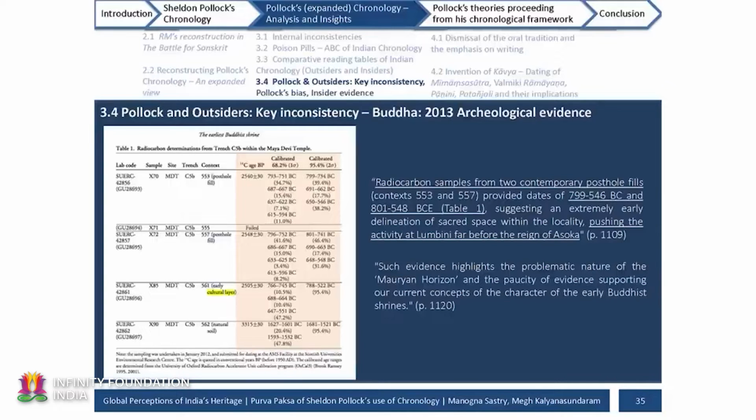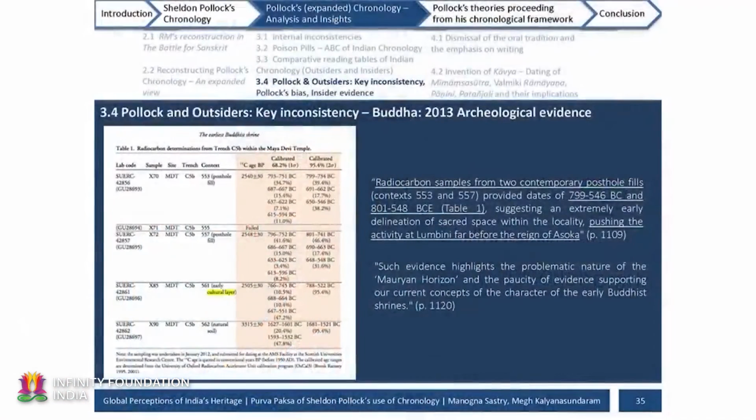And these are the 95.42 sigma dates. Now, if you look at the pure radiocarbon dating, it goes to the 1st or 2nd millennium BC, pretty close to where our traditional scholars place it. Now, I'm not saying that that's a firm basis, but the point is even new research is questioning the older dates, right? The older Buddhism dates which have existed. Such evidence highlights the problematic nature of the Mauryan horizon and the paucity of evidence supporting our current concepts of the character of the early Buddhist shrines.